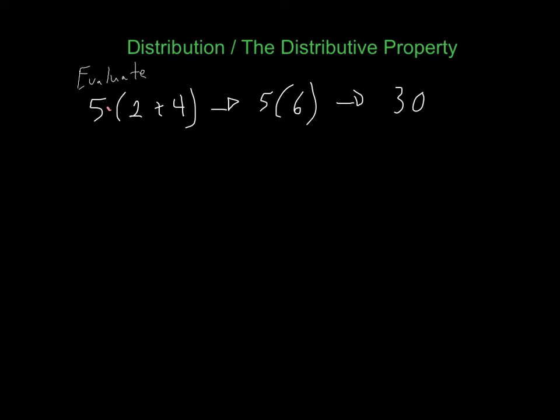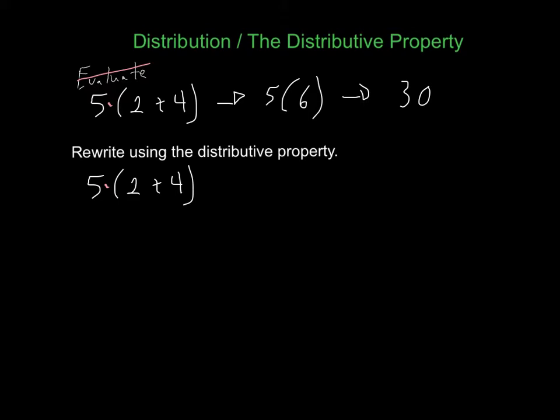But what if it actually asked me to do something different? So let's say that the instructions were to rewrite using the distributive property. So what we're going to do then is talk about how we distribute. We're going to take our first term, 5, and we're going to multiply first by the value of 2. Okay, so we're multiplying 5 times 2. And then we're going to add that to 5 times 4. Then we're going to use our order of operations now and evaluate the multiplication piece first.